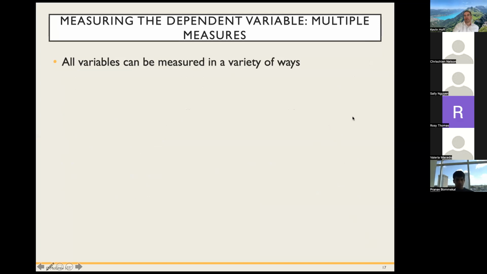And I think maybe the most important point about thinking about measures is that any single variable can be measured in multiple ways.